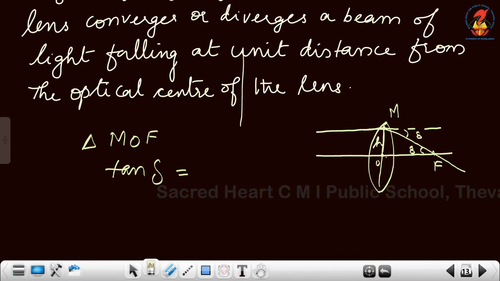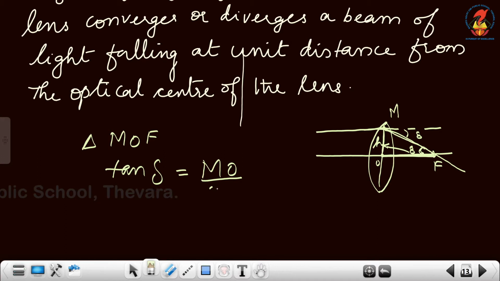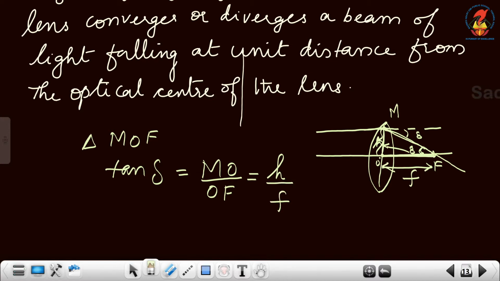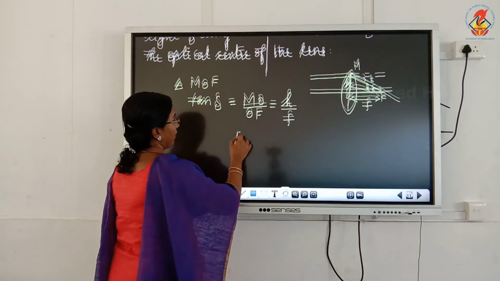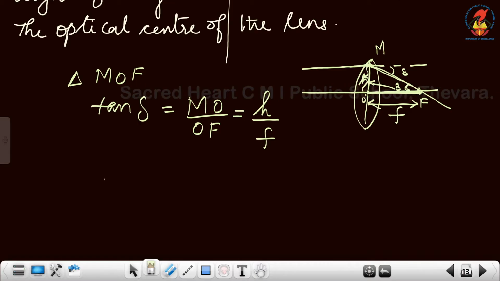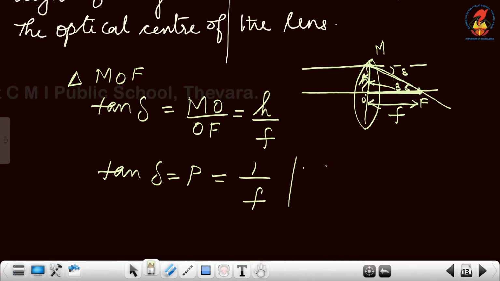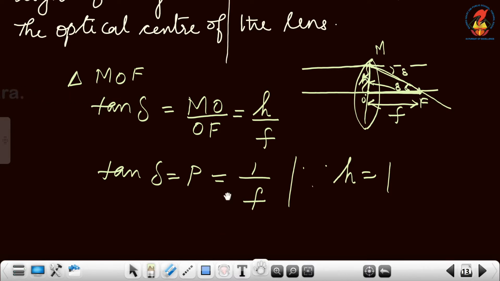So from the triangle MOF, tan delta is opposite side by adjacent side, so tan delta is MO divided by OF. Now what is MO? MO is h. And OF, the distance from the optical center to the focus, is the focal length, small f. So tan delta is h divided by f. But according to the definition, h is equal to 1, so tan delta, which is the power, is equal to 1 divided by f, since h is equal to 1, unit distance from the optical center.